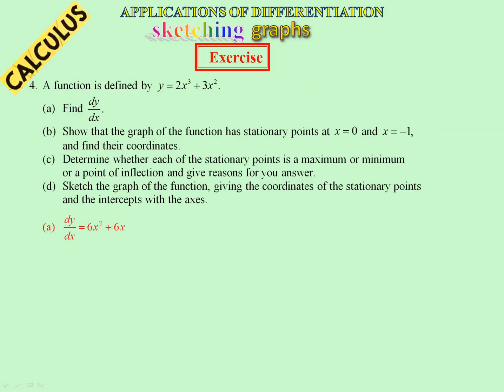Find dy by dx, so we differentiate. Show the graph has stationary points at 0 and negative 1 and find their coordinates. It's not a good idea to try to do it from there. You must actually go as if you didn't know those. Derivative equal to 0, negative 1, 0. There we are. We've done it.